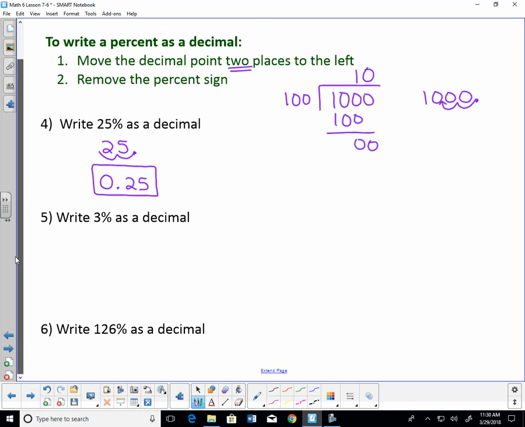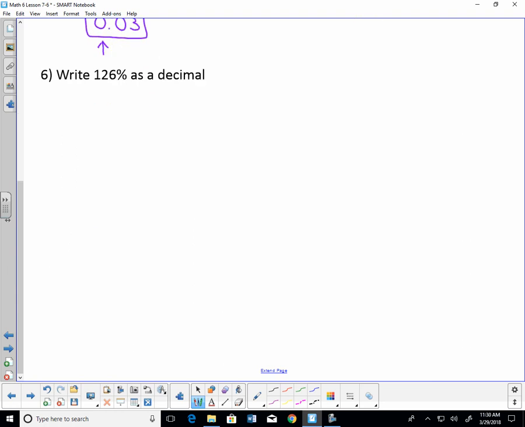3% as a decimal would be written as 3 with the decimal point behind it. To move the decimal point 2 places to the left, we get 0.03. I like the leading 0. Does it need to be there? This 0 does not necessarily have to be there. I like to write it. It's just a preferential thing. It's no different than writing .03.